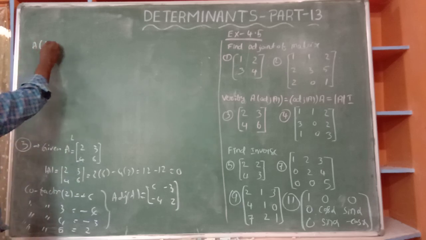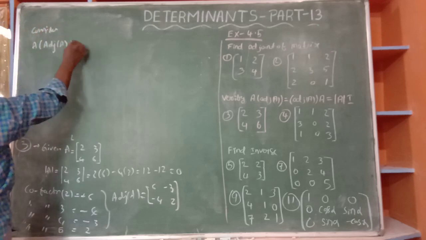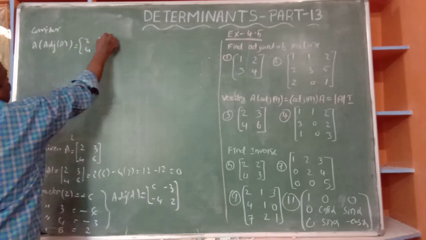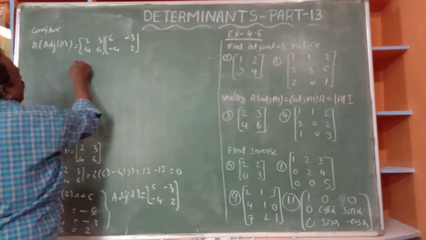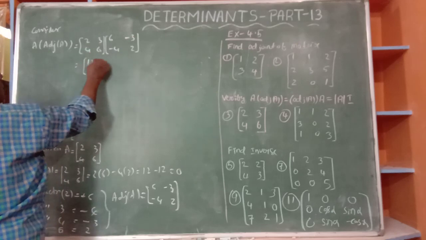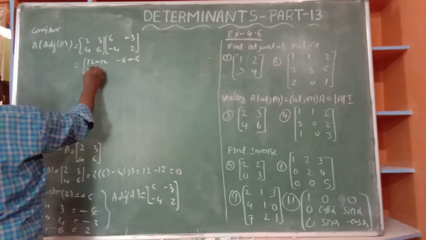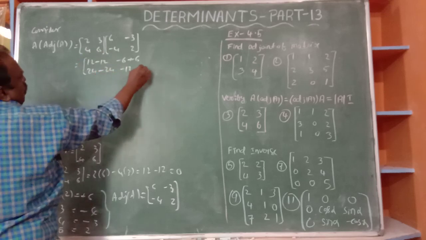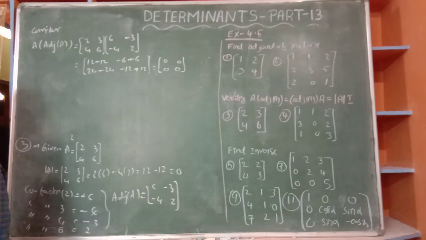Now we are considering A into adjoint A. What is A? 2, 3, 4, 6. And what is adjoint A? 6, minus 3, minus 4, 2. And it is 2 into 6, 12, minus 12. Minus 6 plus 6. Multiplication, right. 4 into 6, 24, minus 6 into 4, minus 24. It is minus 12 plus 12. So we get 0, 0, 0, 0.